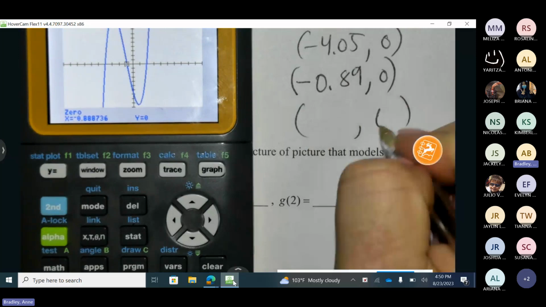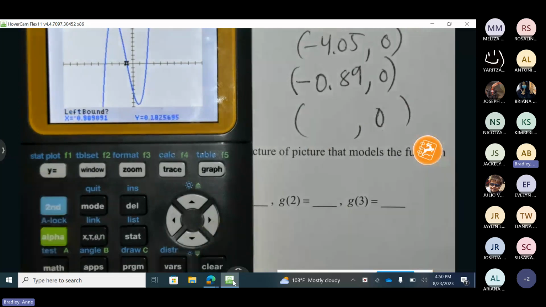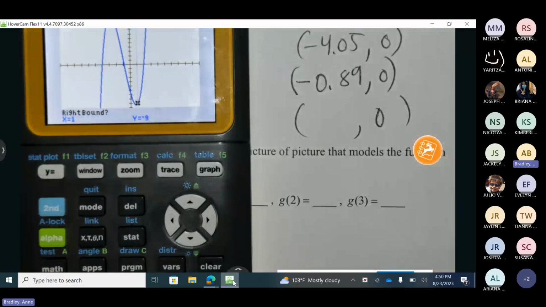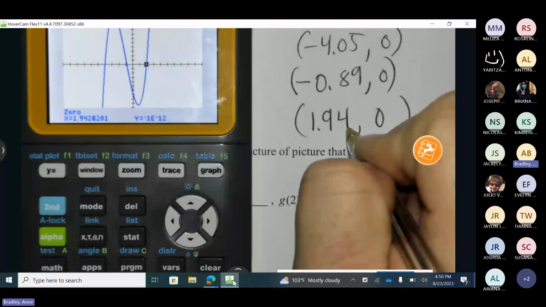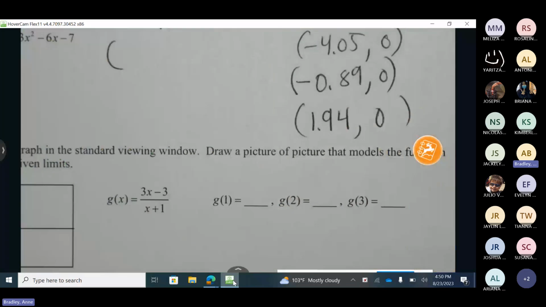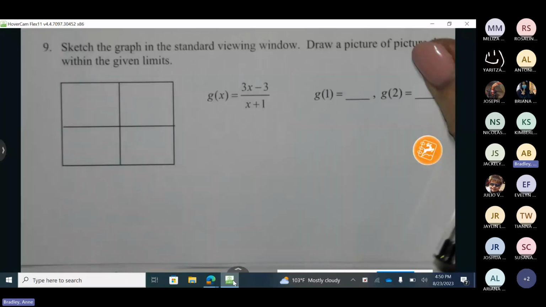And lastly, second trace 0. 1 and 3, it's in between, and we have 1.94. We are almost done. Stay with me. Hopefully you have more patience than my son.